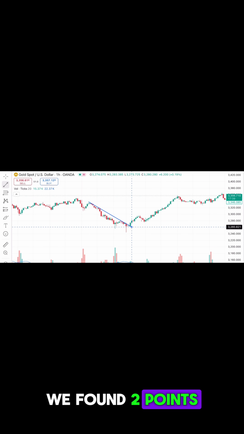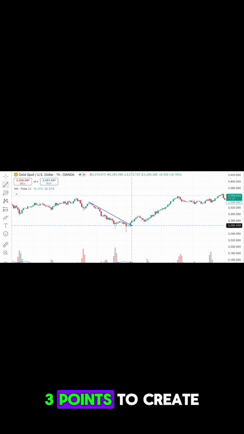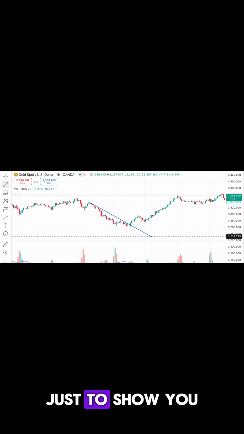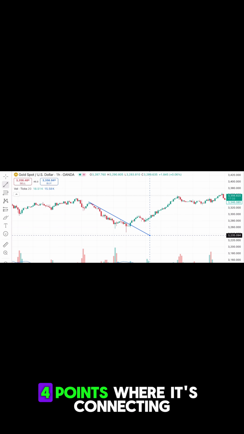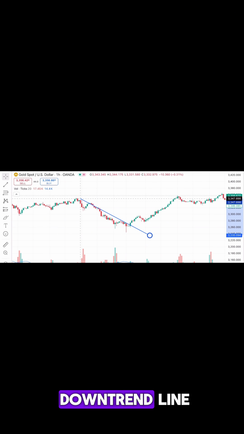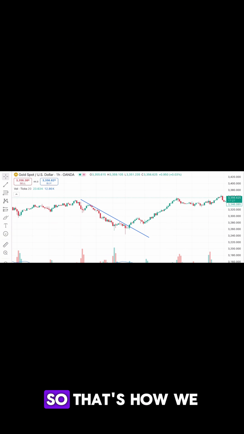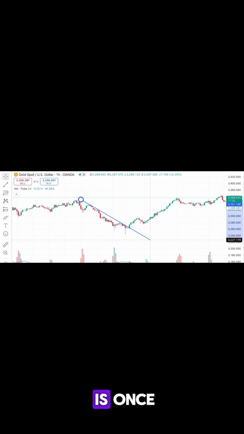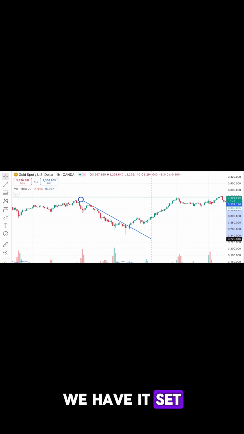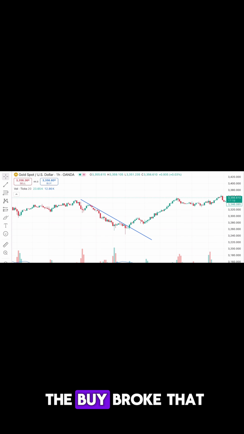Okay, so here we have gold on an hour time frame. We found 3 or 4 points connecting to create a downtrend line, just to show you here, and we drew our downtrend line. You see it breaks into the buy after. That's how we use our trend line: once we have it set, we're looking for a breakout. As you see, the breakout candles to the buy broke that trend line.